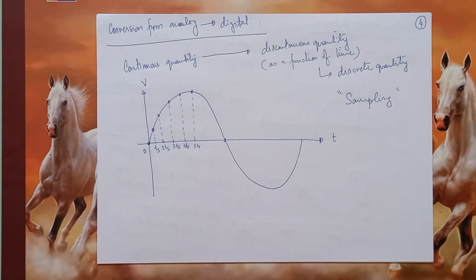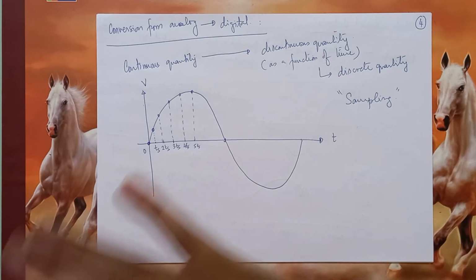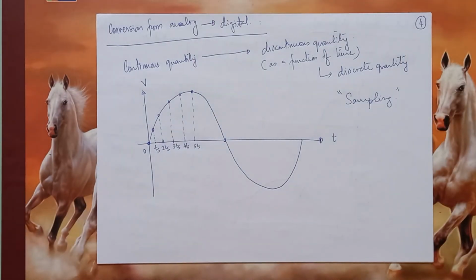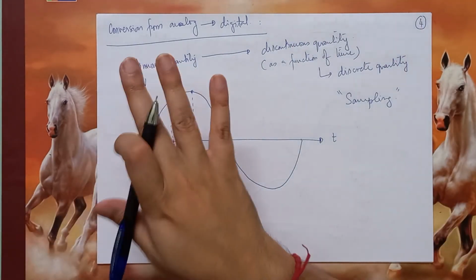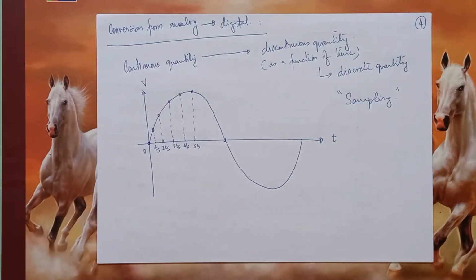So therefore, we would like to take many samples, but at the same time, we would like to ensure that our storage requirements are met. So the converse of this statement is that if we are taking fewer samples, we must take them in such a way that we do not miss any important part of the signal.